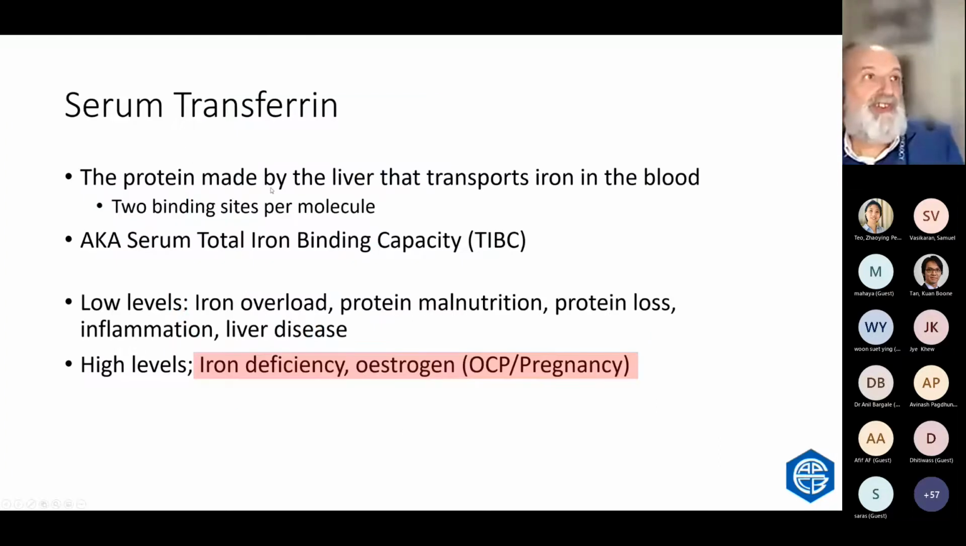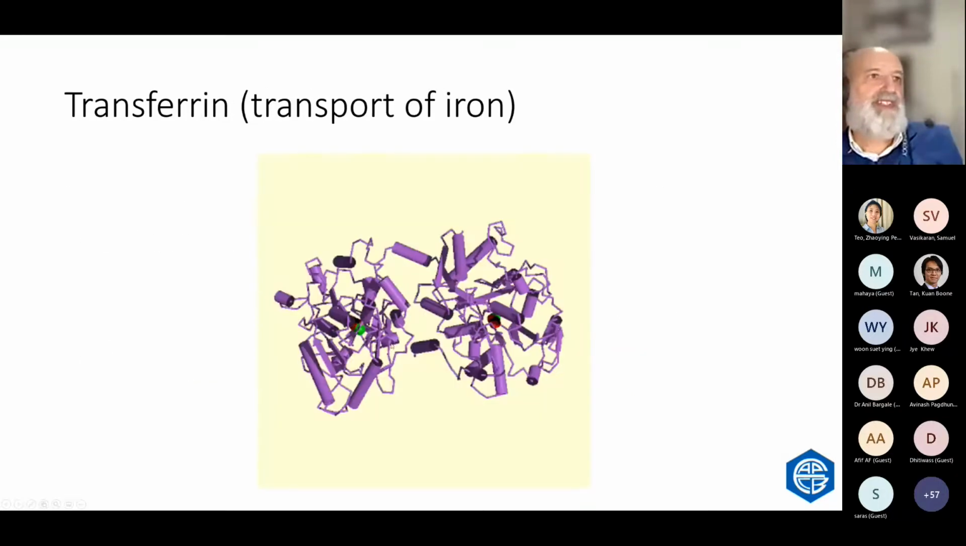So transferrin is made by the liver to transport iron in the blood. It has 2 binding sites per molecule. It is also known as the serum total iron binding capacity. Low levels of transferrin may be due to iron overload, when you don't want to transport protein, or the inability to make the protein transferrin because of protein malnutrition, protein loss, or inflammation. High levels of transferrin are either due to iron deficiency or estrogen, such as the pill or pregnancy. So this is transferrin. There's 2 iron atoms there.